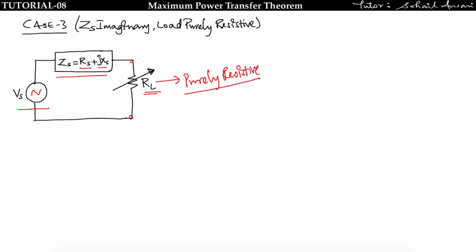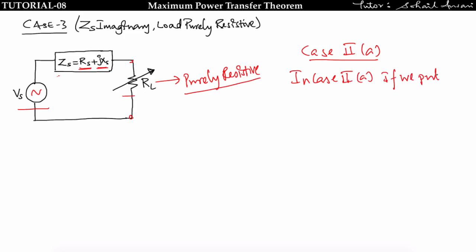So in this case, we have to find the value of RL at which maximum power is transferred to the load. See, case 3 is similar to case 2A. In case 2A, if we put XL is equal to 0, then we will get case 3.